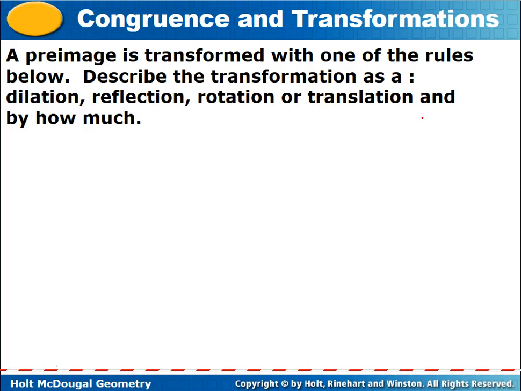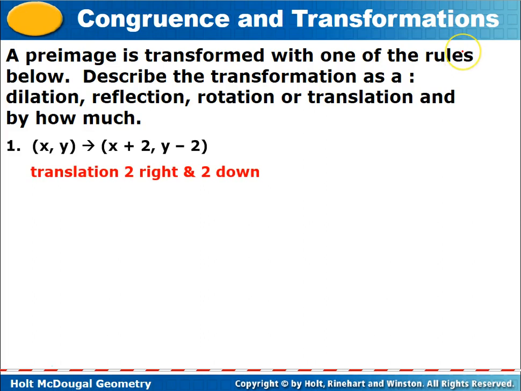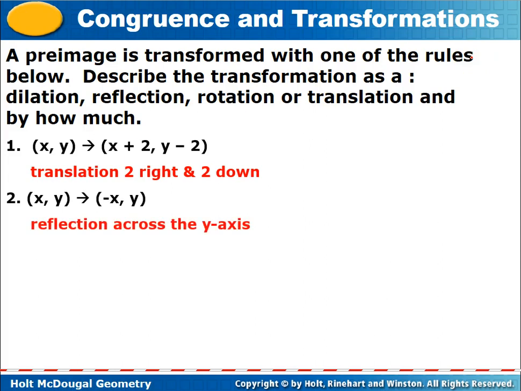Okay, so now number 1 says (x, y) is transformed to (x + 2, y - 2). So we should all know that this is a translation and it's going 2 right and 2 down. Number 2, (x, y) transforms to (-x, y). So hopefully you guys know if we change the sign of x, it's a reflection over the y-axis.